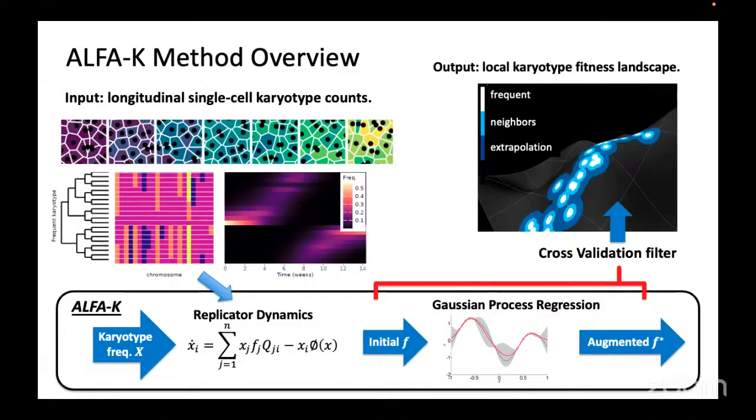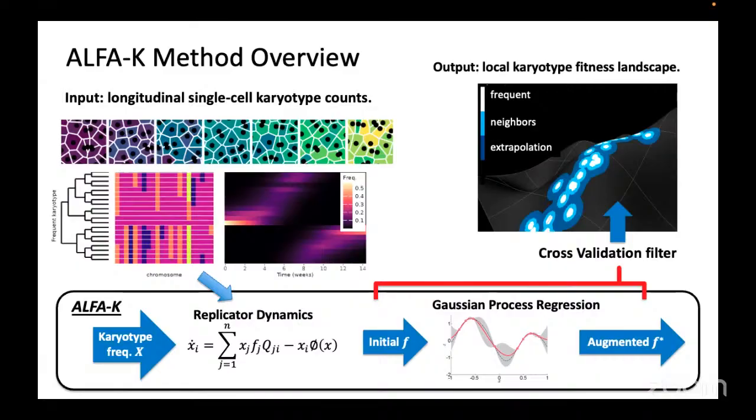You can see here that black represents regions that are totally unexplored in the input data. The white is frequent karyotypes, which we observe. And the blue represents some of the inference that's done by the pipeline that's not necessarily observed in the data.